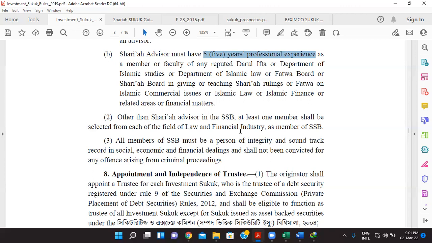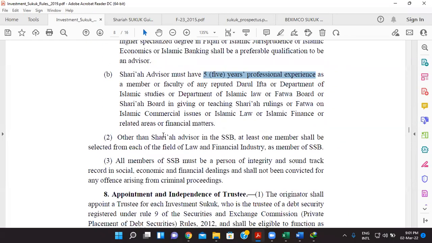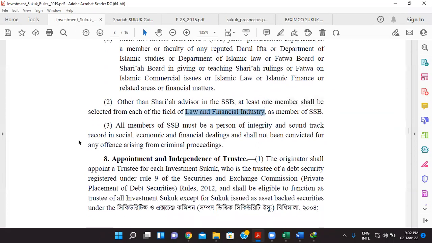So it has been said, not necessarily Sharia Supervisory Board will consist of all the members who have fulfilled this criteria. At least one member should be taken who have knowledge in the field of law and financial industry, which is the conventional law, conventional financial industry. So you can understand why they have added this. Because they need to know what is happening or what is the requirement in the law, conventional law and the conventional finance industry, how they are playing.